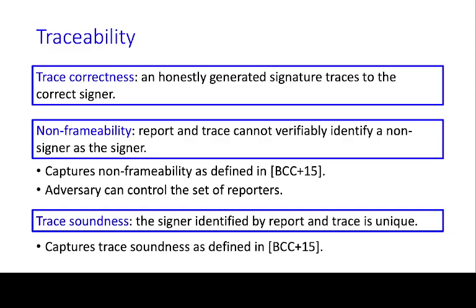Secondly, non-frameability states that the report and trace process cannot verifiably identify a non-signer as the signer. This is similar to the non-frameability notion for accountable ring signatures, defined by Buttel et al., and allows the adversary to control the tracer and all users, except for the signer that is identified by the trace.